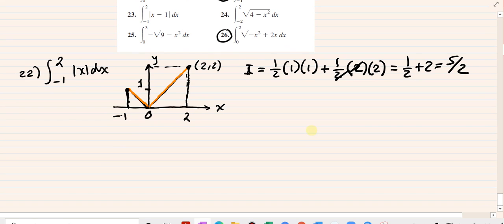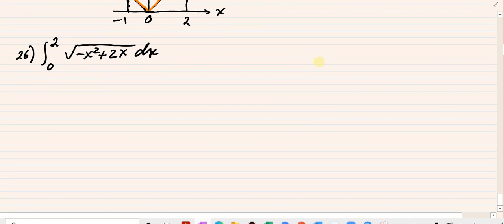In number 26, we want to evaluate the definite integral from 0 to 2 of the square root of -x squared plus 2x dx. Okay, now for this one, in number 26, what does the graph of this look like?